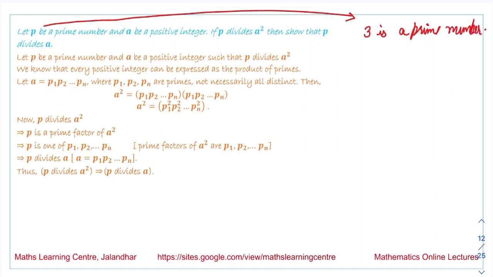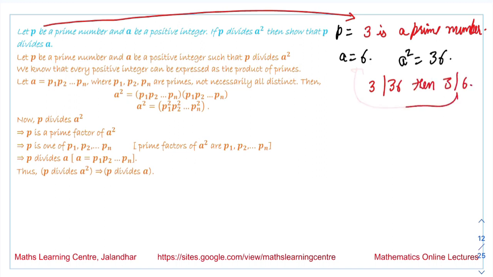I am telling you what we want to prove. We are saying a is a positive integer, and it is such that p divides a square. Suppose I am saying the value of a is 6, and this is the number p, so a square is 36. So we are saying 3 divides 36, then 3 divides 6 also. This is what our theorem is saying. So how are we going to prove this?